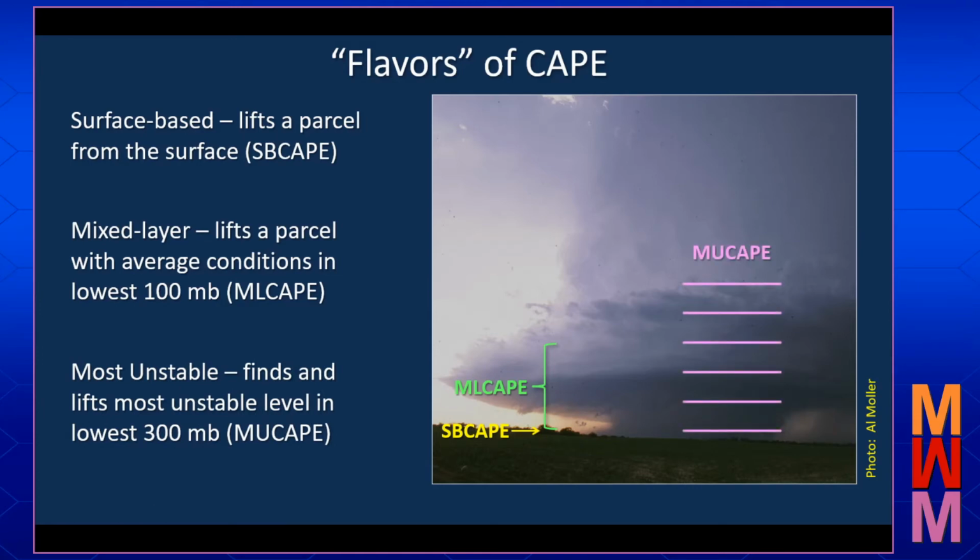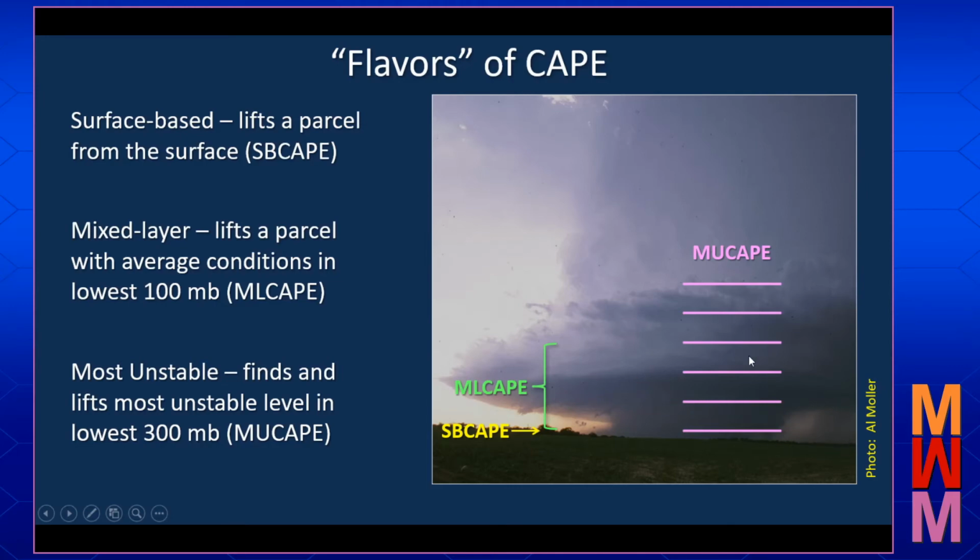Then there's a third flavor of CAPE called Most Unstable CAPE, or MU CAPE. With MU CAPE, we actually look at a number of individual levels through the lowest about 9,000 feet of the atmosphere, find the one of these that is most unstable, and then lift that to do our CAPE calculations. So if ML CAPE is a big effort, why in the world do we go through all this trouble? Well, sometimes we can have little shallow cold fronts that will move through, little shallow layers of cool, stable air down close to the ground.